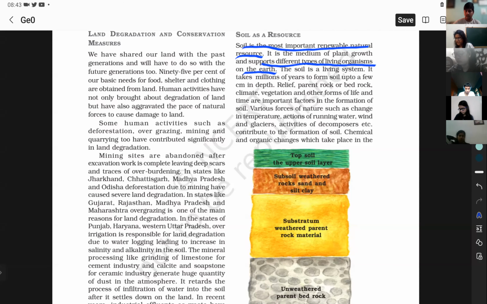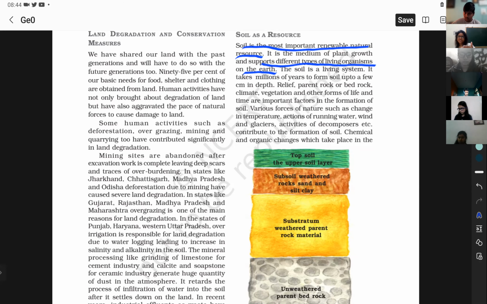Then actions of running water, we know the running water takes all these rock materials with it, and because of the weathering that takes place, when the water flows, it takes rock particles with it. It cuts down the mountains through which these rivers flow. They erode the sides of the rocks, and over a period of time, these eroded rocks convert into soil. Wind and glaciers, again, wind helps in the weathering of the rocks.